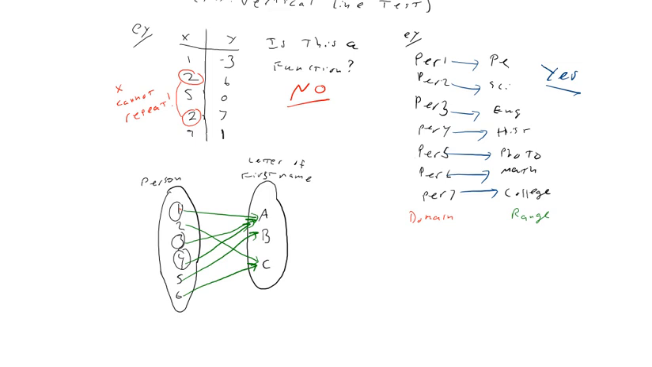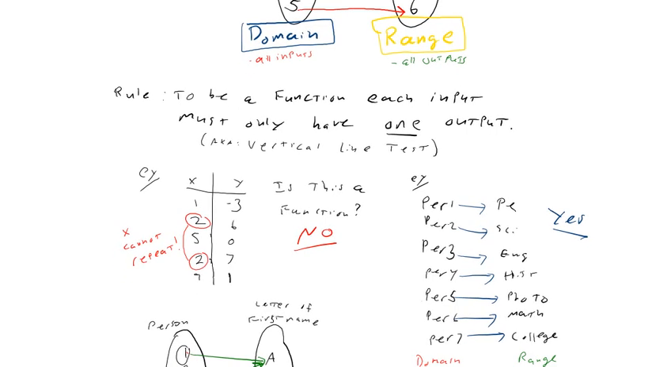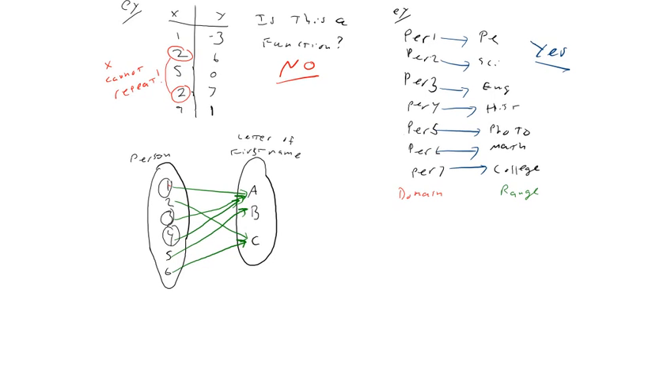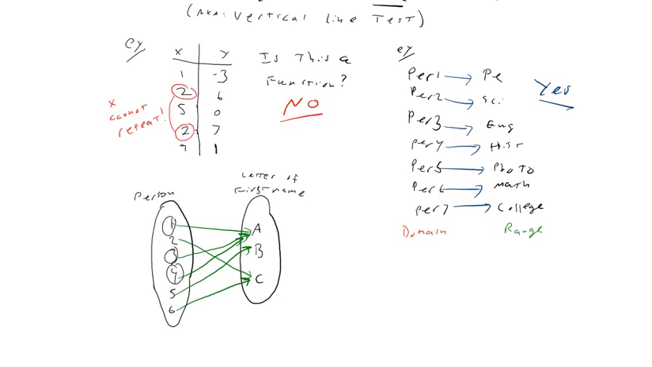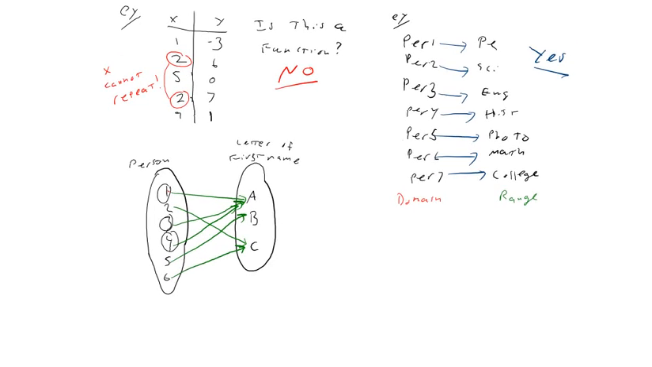Let's look at our definition. To be a function, each input must only have one output. Here are our inputs. Do our inputs split themselves apart? No. Each input only has one output. 1 goes to A. The outputs can repeat as many times as they want. We do not care. We could all have the same letter. They could all be going to A. It doesn't matter, as long as each input only has one output. So very good. This is yes.